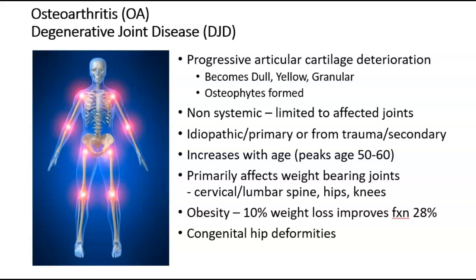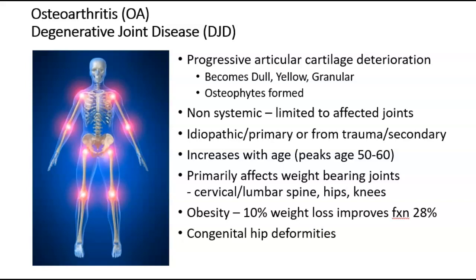This does primarily affect the weight-bearing joints. So you'll see this in people's cervical and lumbar spine, their hips and their knees, and you'll also see it in their fine joints as well for those who use their hands a lot. There are several risk factors for it, which would be age, decreased estrogen at menopause, obesity, previous injuries, or jobs that keep people frequently kneeling or stooping.